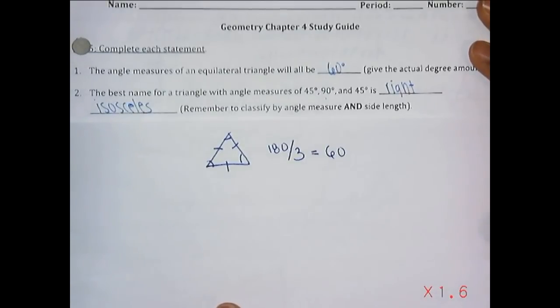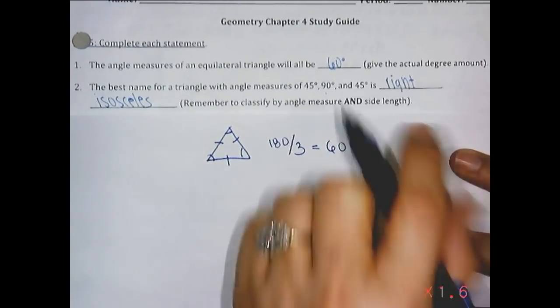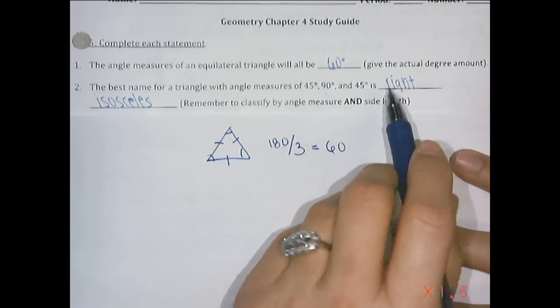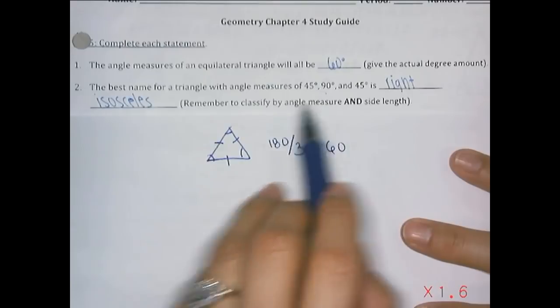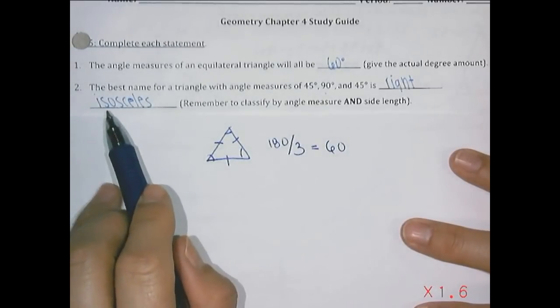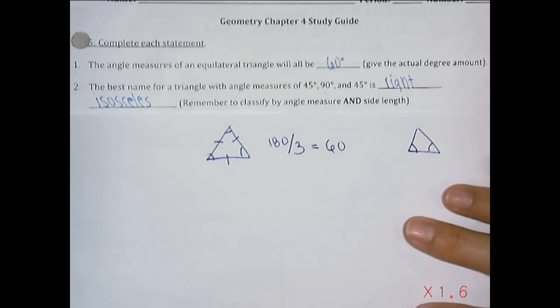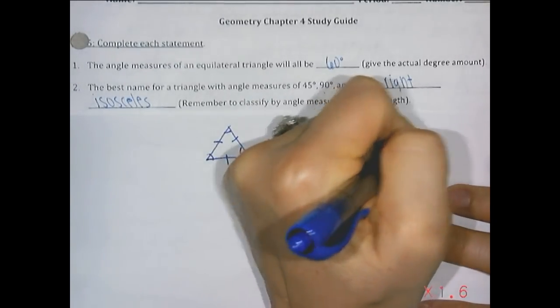The best name for a triangle with the measures of 45, 90, and 45 is a right triangle because it has a 90. And the 45 means that it would be isosceles. It would have two congruent angles with the 45, making it isosceles.